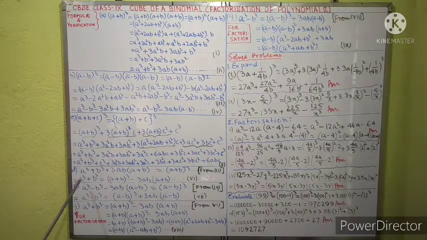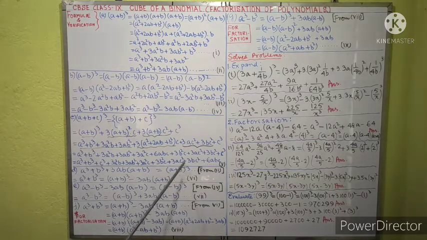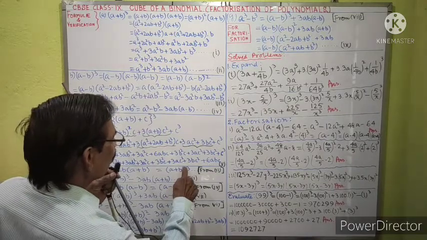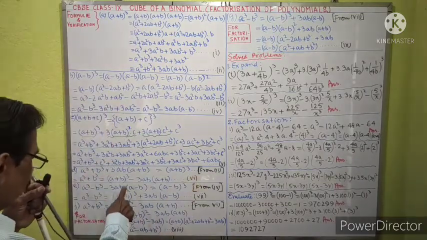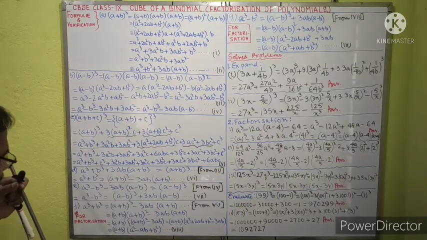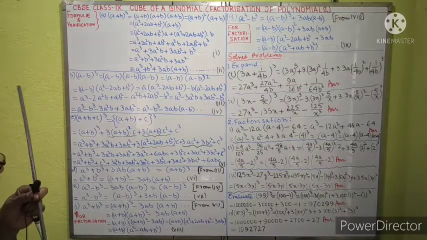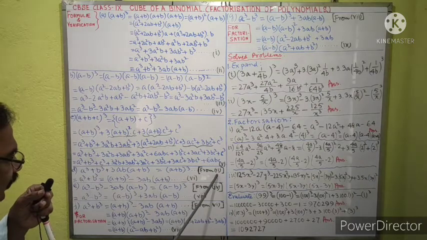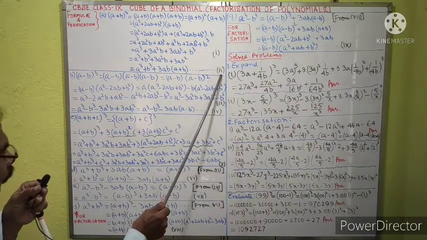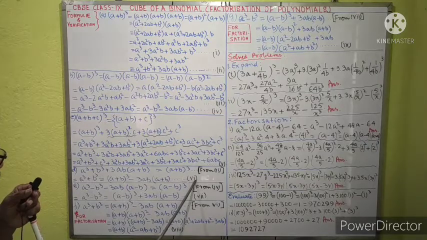Again, another one. a cube plus b cube equal to, we know, a plus b whole cube equal to a cube plus b cube plus 3ab into a plus b. So a cube plus b cube will be equal to a plus b whole cube minus 3ab into a plus b. This 3ab we have taken on the right side, and this is number 6. This is taken from 2. From 2 we are getting this number 6 one.